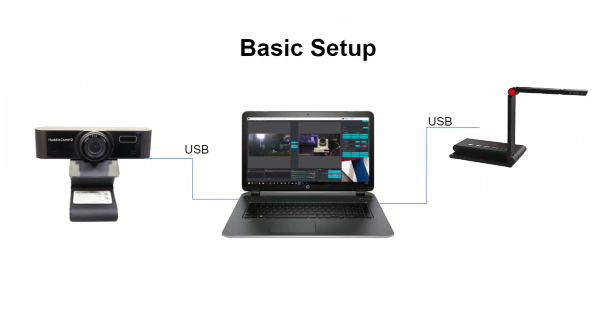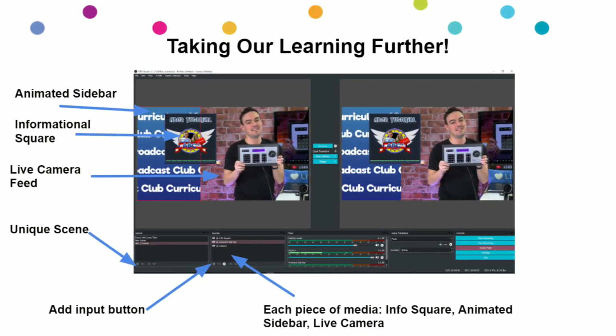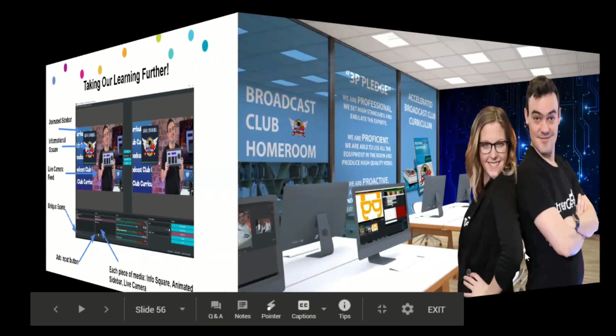So there's that option. And then the other upgraded option is to throw in that document camera, which allows you to blend the worlds of physical items and physical textbooks and video from an actual webcam. So you can go further. You can go a lot further, and you could have animated sidebars and informational squares and live camera feeds and all these different sources. And we really teach you everything you need to know to get to that point, which is really cool and fun.